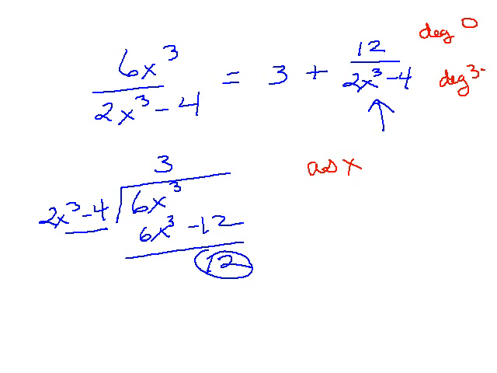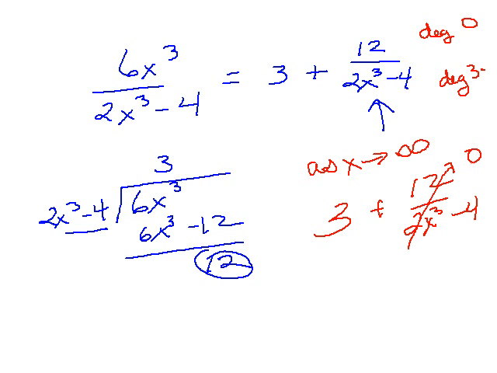As x goes to infinity, I'm working with two terms. One is a 3, which is going to stay a 3 no matter what, and then I have this other term, 12 over 2x cubed minus 4. By a previous rule, this goes to 0 because the degree of the numerator is 0 and the degree of the denominator is 3. Nothing happens to 3, it stays the same. Therefore, the horizontal asymptote, for this case, is y equals 3.